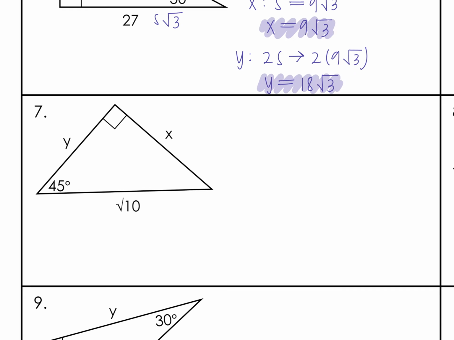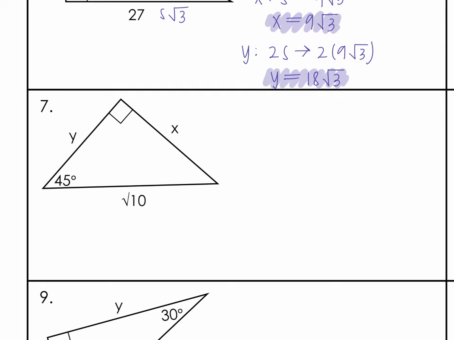So in number 7 here, we see that 45, so we know we have a 45, 45, and 90. If you want to label that missing angle, we can. And so we're going to label our s, s, and s root 2. So once again, this is another one where we know my s root 2 is going to be equal to that square root of 10. And once we find our s, we will then have both answers. Okay, so I'm going to start by dividing by that root 2.